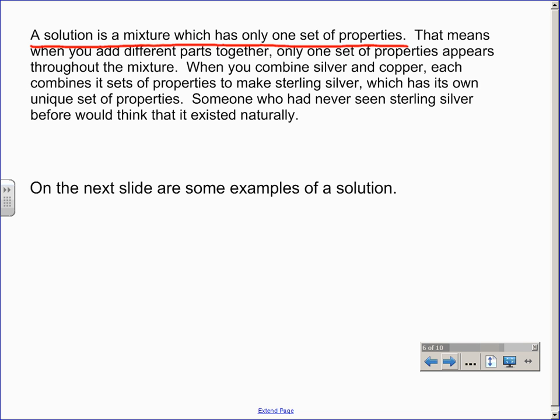When you combine silver and copper, each combines its set of properties to make sterling silver, which has its own unique set of properties. Someone who had never seen sterling silver before would think that it existed naturally. On the next slide are some examples of solution.